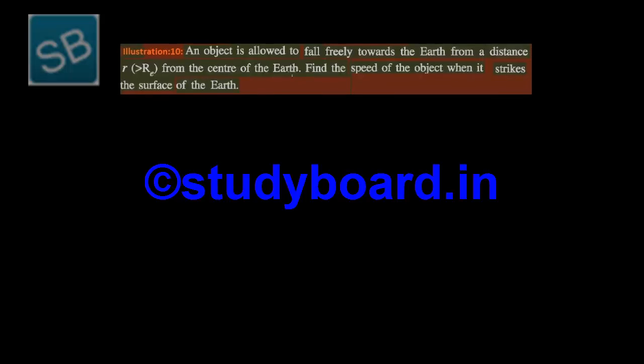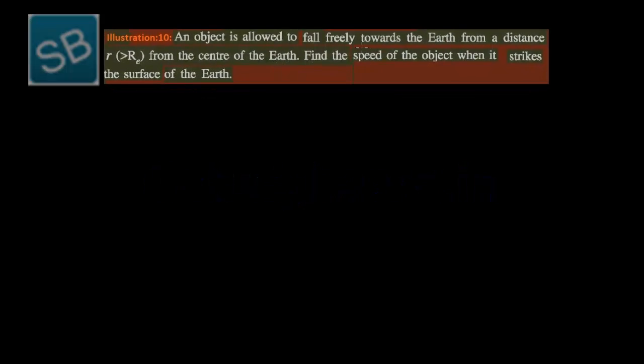Illustration number 10. An object is allowed to fall freely towards the earth from a distance r which is greater than the radius of the earth from the center. Now we have to find out the speed of the object when it strikes the surface of the earth.